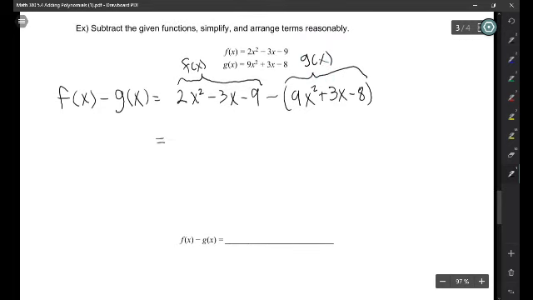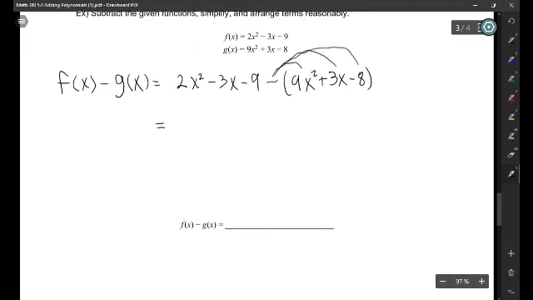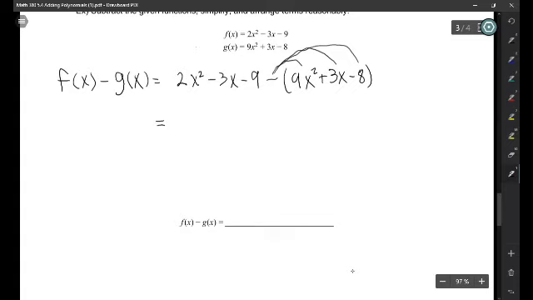Right. So we are going to have to distribute that negative through the parentheses right here. And then we get 2x squared minus 3x minus 9. And minus 9x squared minus 3x minus minus 8, plus 8.